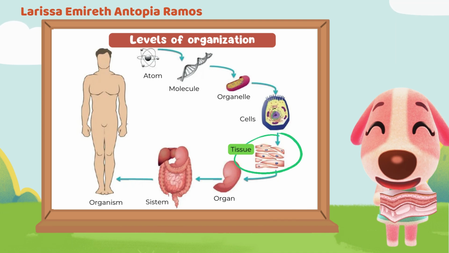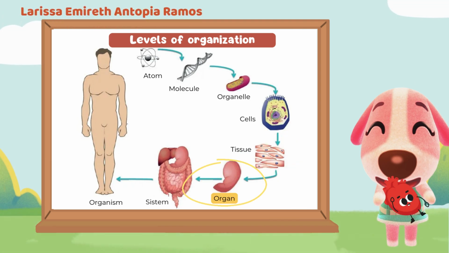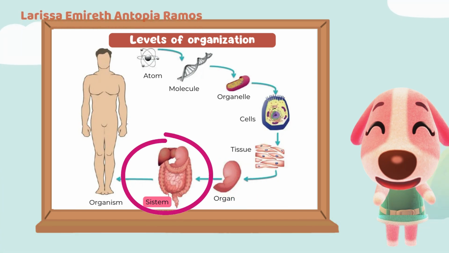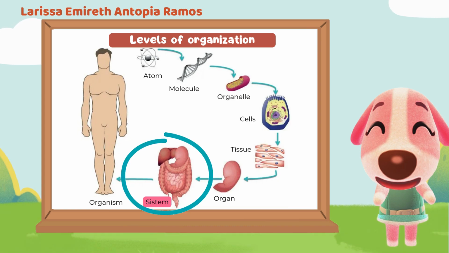And tissues in turn group together to create organs. Some examples include the heart, which pumps blood, and the lungs, which help us breathe. And when multiple organs work together to perform similar functions, they form a system. Examples include the circulatory system, which transports blood, and the digestive system, which processes food.